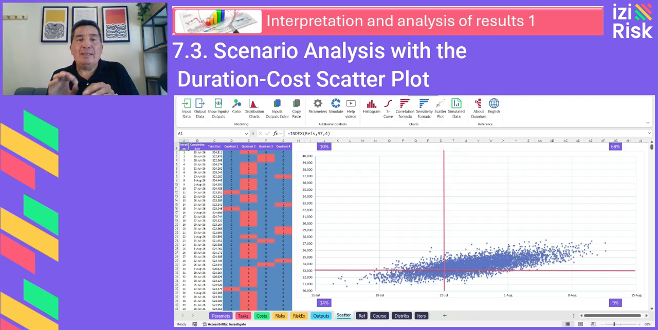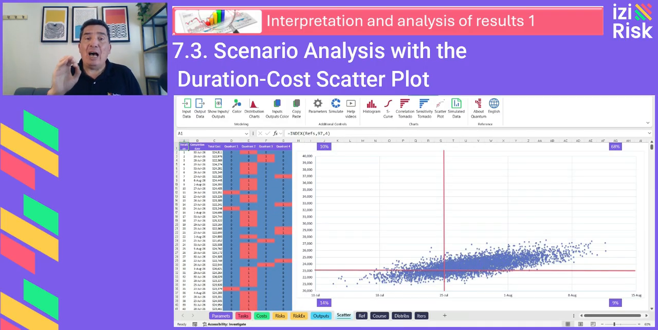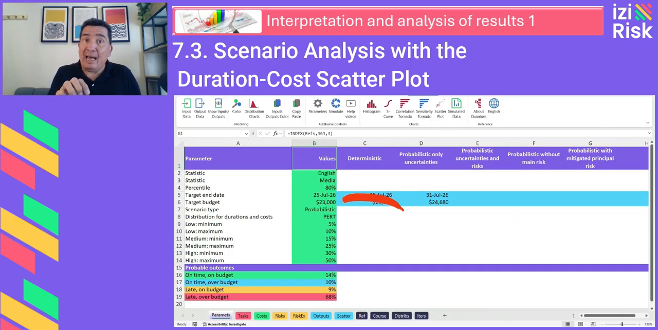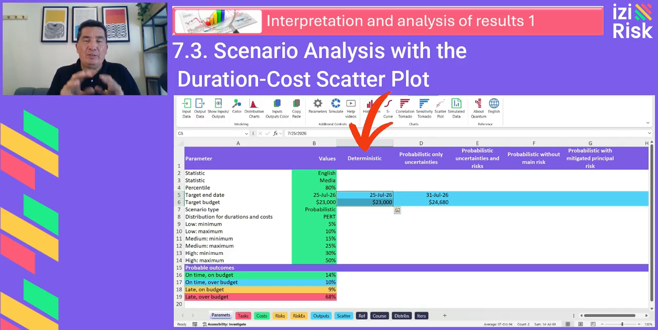Now, the scatter sheet displays this chart with the data points generated by each of the 5,000 iterations. Each dot represents a possible project scenario based on completion date and cost. These data points are compared against two reference values found in cells B5 and B6. B5 contains the target completion date and B6 the target budget. By default, these values correspond to a deterministic scenario, for example, July 25th, 2026 as the expected finish date and $23,000.